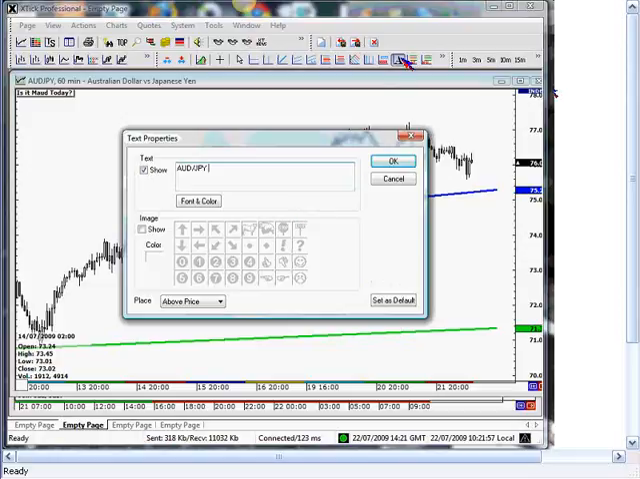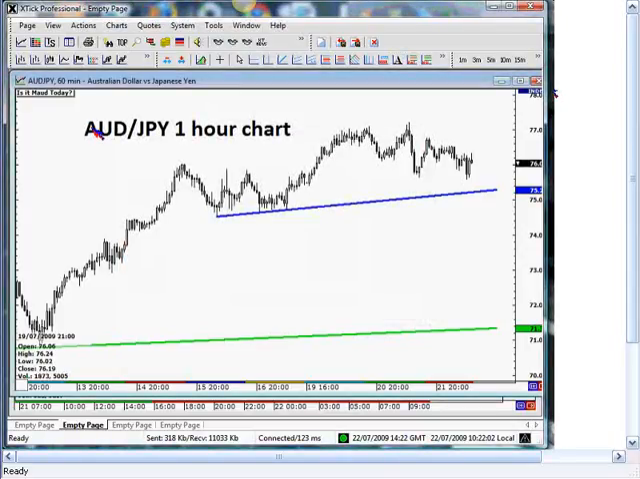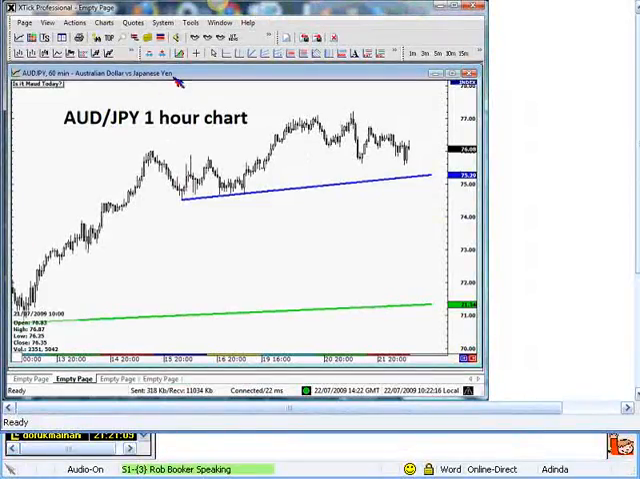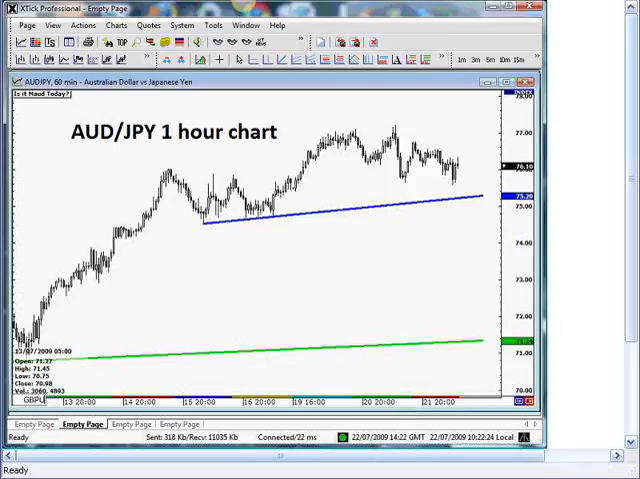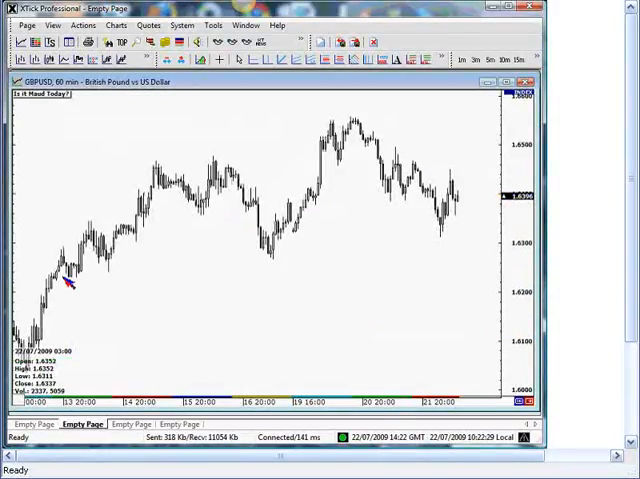That gives me an Australian dollar Japanese yen baseline from the daily chart and an entry line, the blue line from the 1 hour chart. Sell below that blue line. Target the green baseline. Yes, I can review the pound dollar chart next. So that's the Australian dollar Japanese yen. Let's go to the pound dollar.